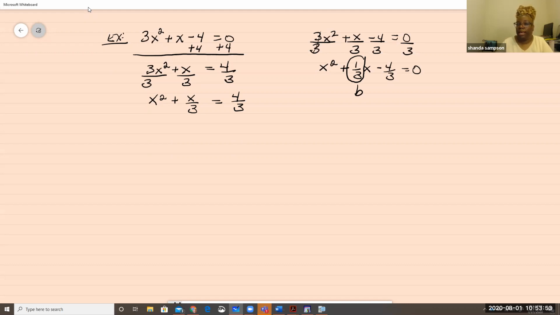I usually tell my students to write it down: A is a number, B is a number, it's not an x. So B is 1/3. So let's see. We already have the structure now, because we already put the constant on the right side. And a is equal to 1, so we can begin our steps.